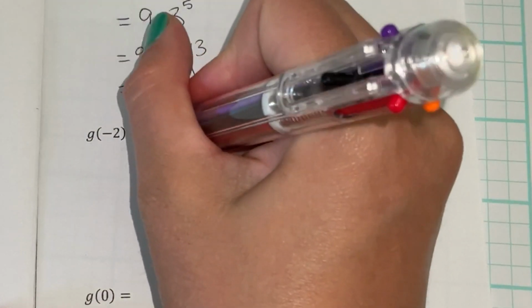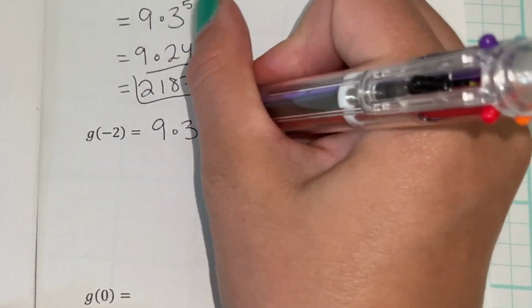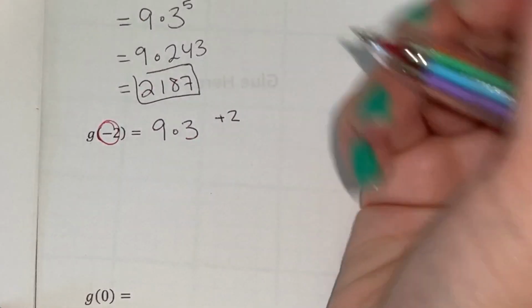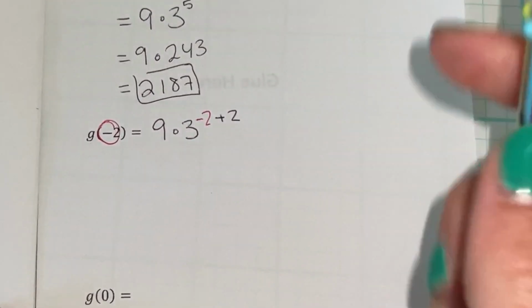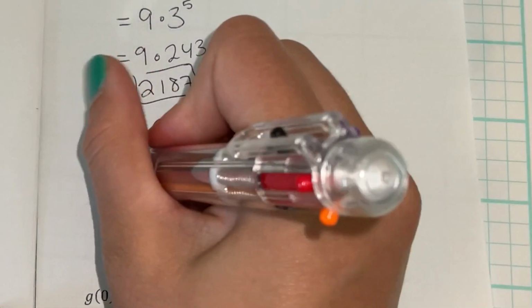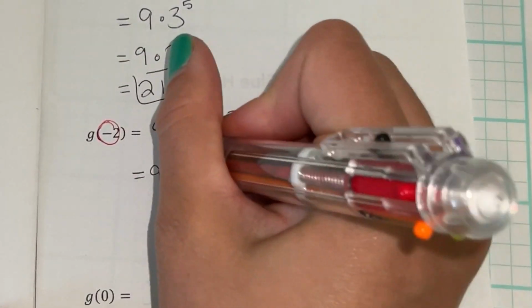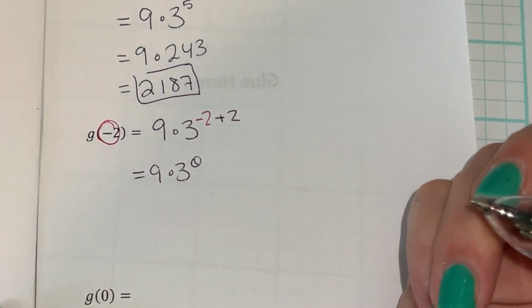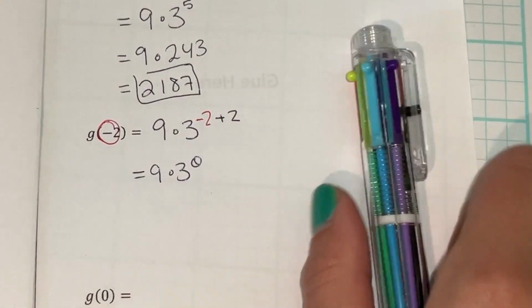Then we have 9 times 3. We still have that plus 2, but instead of an x, we're going to have a -2. So exponent stuff first. See how we have a -2 plus 2? -2 plus 2 is 0. So now we have 3 to the 0. 3 to the 0 in your calculator.